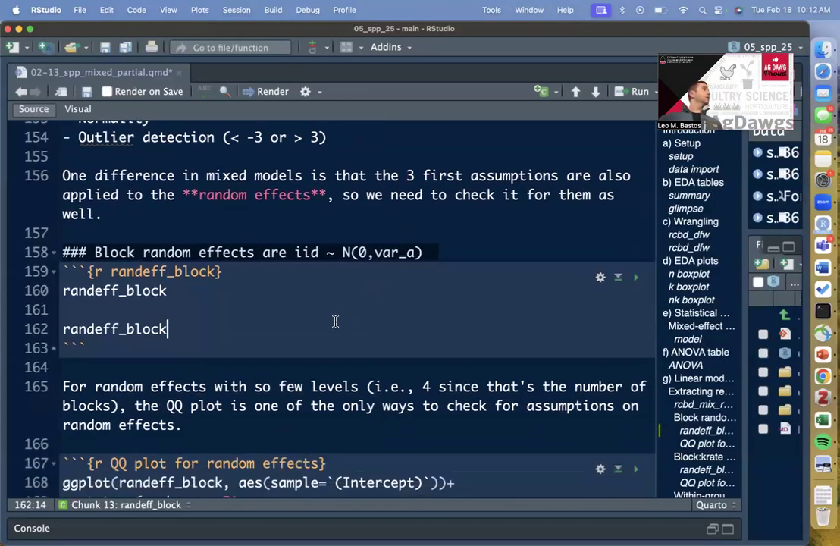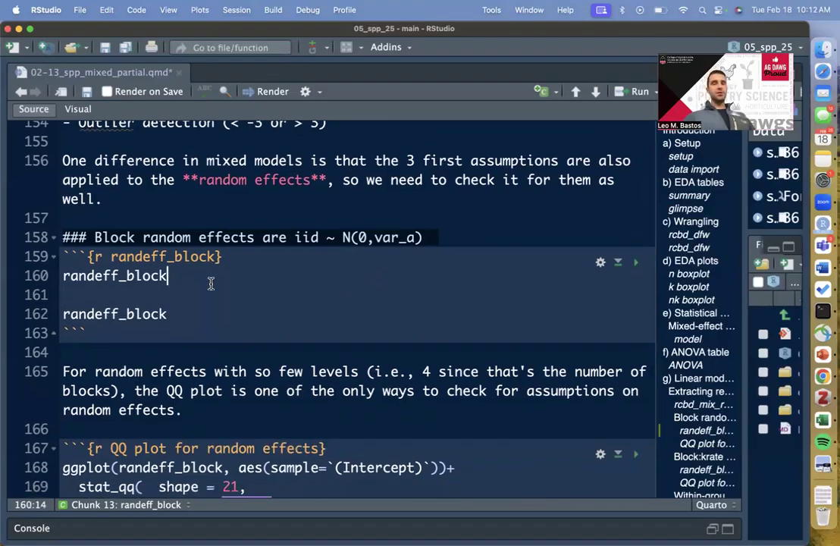All right, so again, something we talked about last exercise is that one of the differences here is we have the random effects, and therefore there are assumptions associated with them that we also have to check. The assumption here is that the block random effects are independently, identically distributed normal with mean 0 and variance sigma A. So we're going to check those assumptions as well.